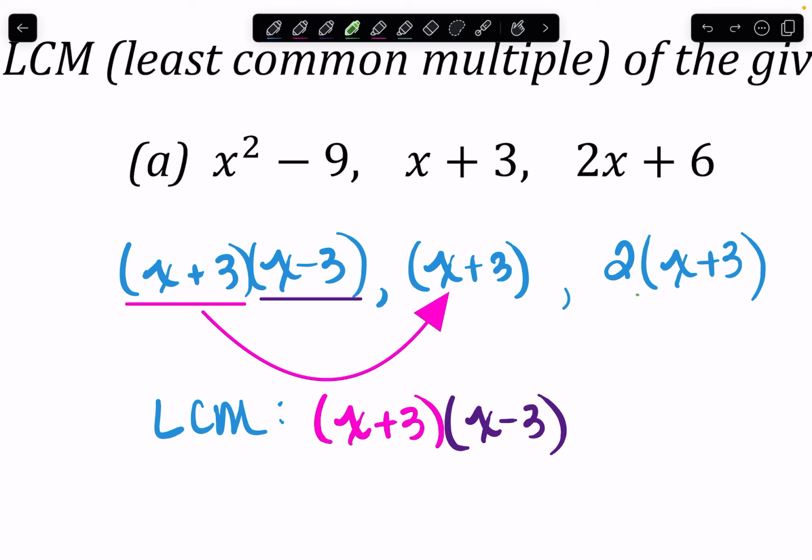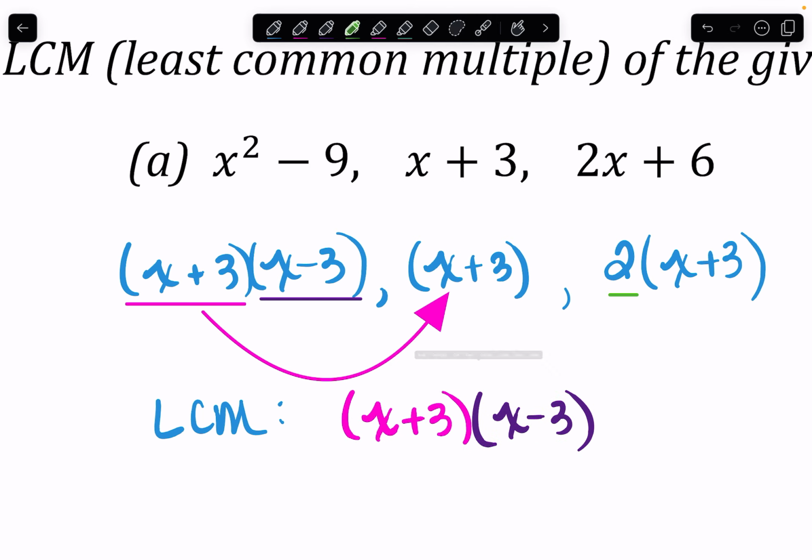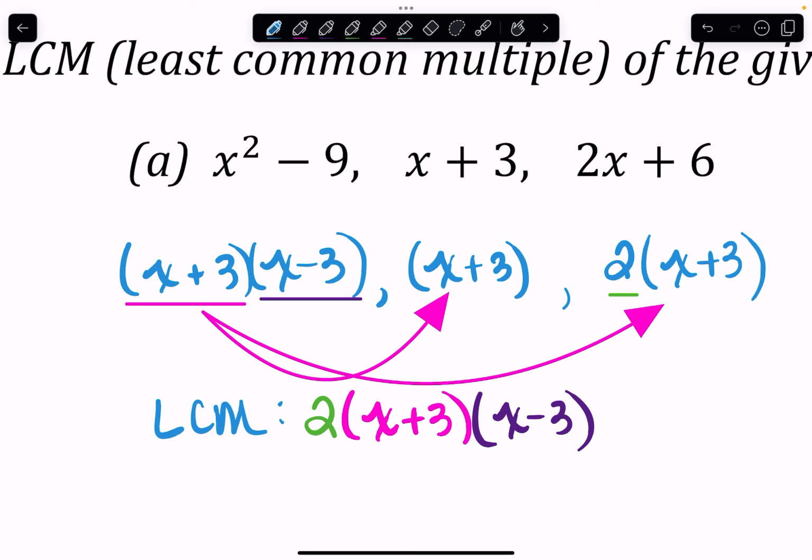I go to the next one. I run into a 2. We don't have a 2 yet, so we're going to use it. I like to list the single numbers at the front, so I'm going to put the 2 on the very front. And then once again, this x plus 3 back here is also a repeat of the first one because it's the exact same power of it. So our least common multiple would be 2 times x plus 3 times x minus 3.